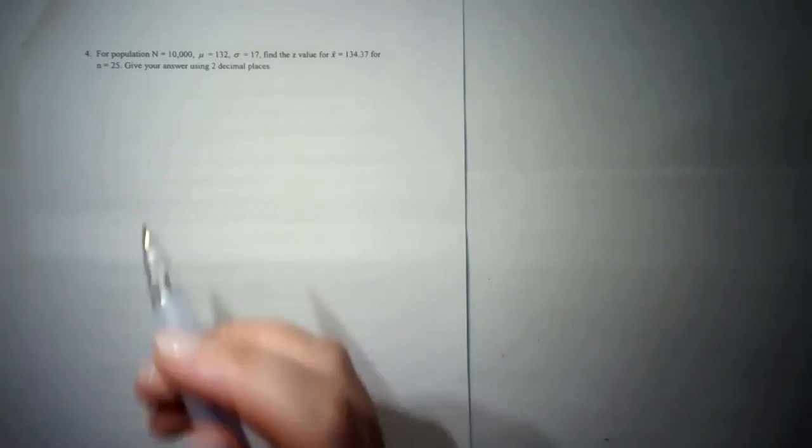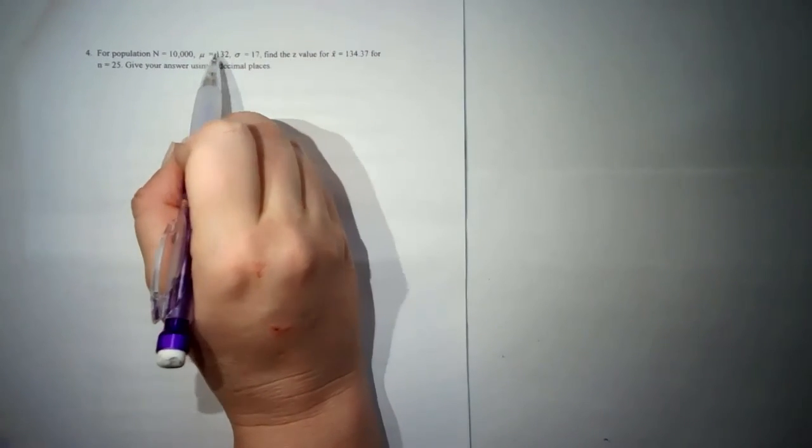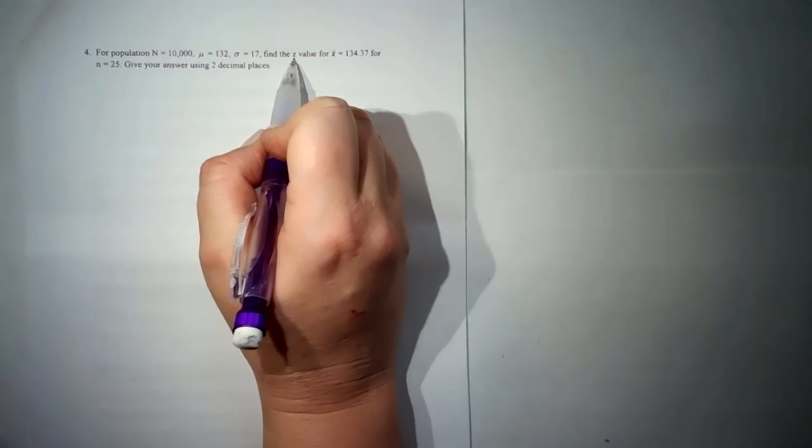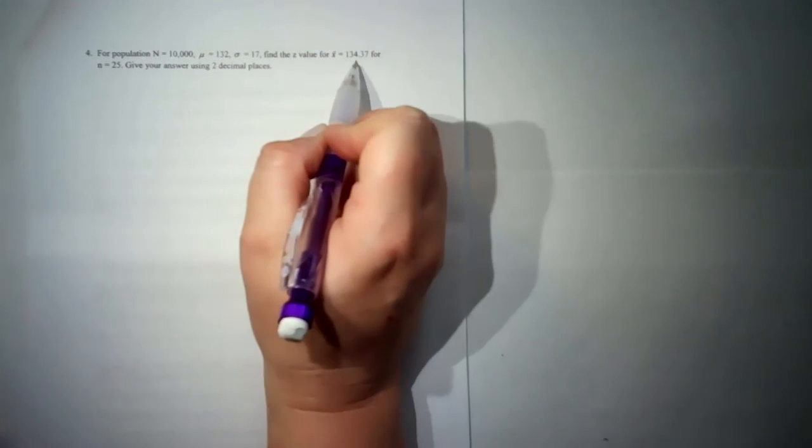Okay. Now this one's very easy, except that it gives you extra information. And I know anytime you get something extra, you're going to put it somewhere, right? Even if it's somewhere weird. So we got to make sure you're comfortable. All right, so this says for population n equals 10,000, our mean is 132, sigma is 17. Find the z value for x bar equals this for a little n at 25.